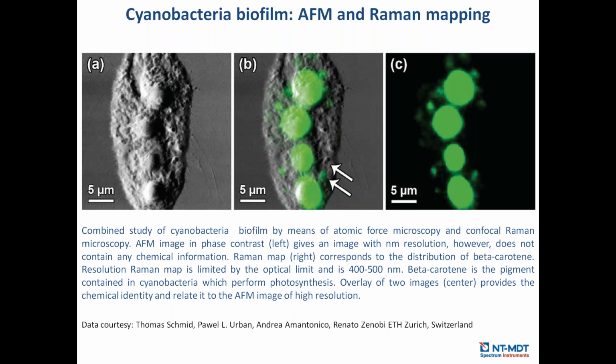But there are other cells, like cells with beta carotene, like bacteria, which can be fixed and still be living cells. And in this case, it's possible to make even Raman mapping of them simultaneously with AFM.